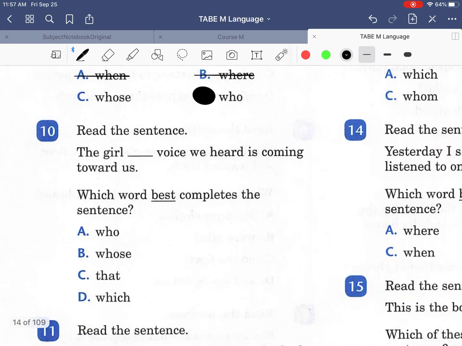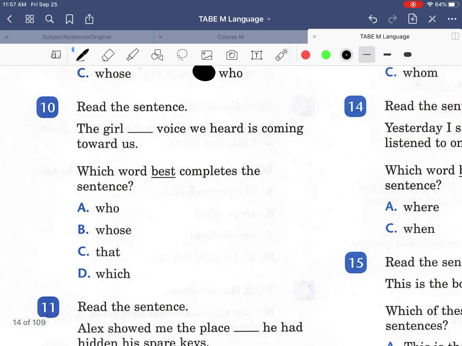Number 10. Read the sentence. The girl blank voice we heard is coming toward us. Girl is a person. It's a noun. And voice belongs to that person. So I'm looking for a pronoun in this one.